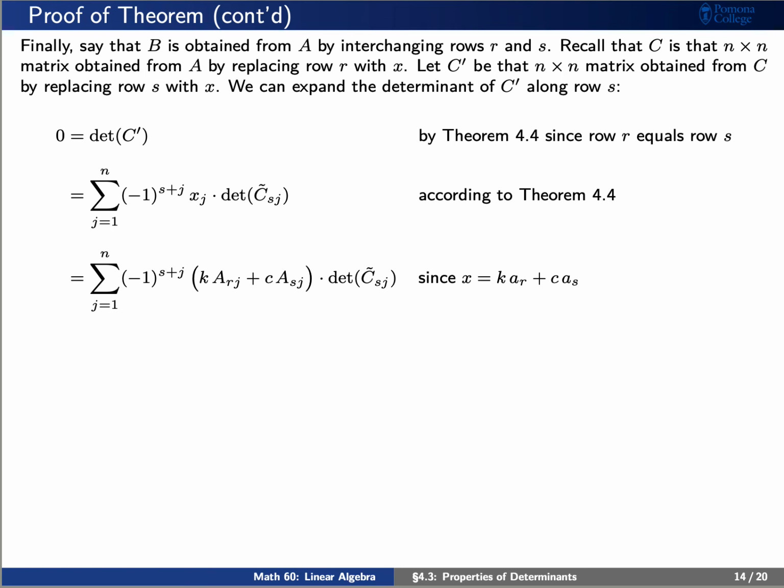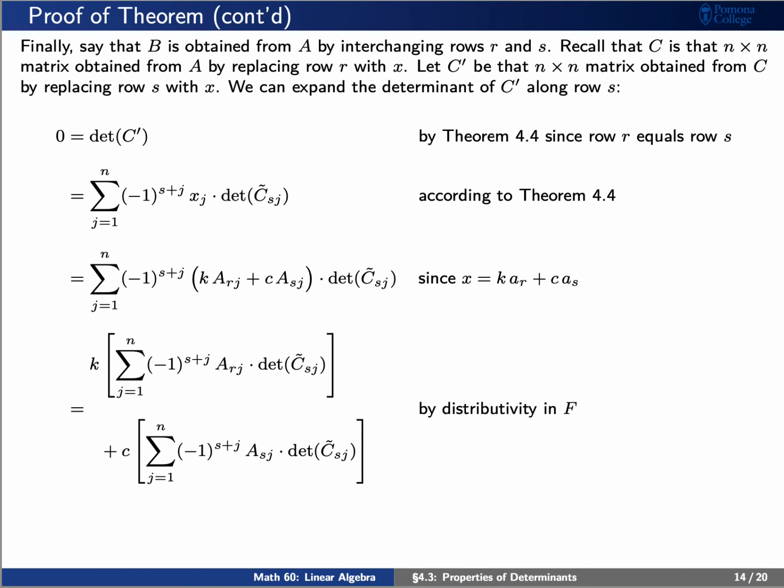Now we'll do the same trick as before. Remember that x is a linear combination, k times A sub r plus c times A sub s. So we can use the distributive laws and expand things out in the way you see here. Just like before, let's stare at these two expressions. The very first expression, the sum A sub rj times the determinant of C sub sj, is the determinant of some matrix where it appears that we have an expansion along row S. This is the negative 1 to the s plus j times the determinant of C sub Sj tilde.